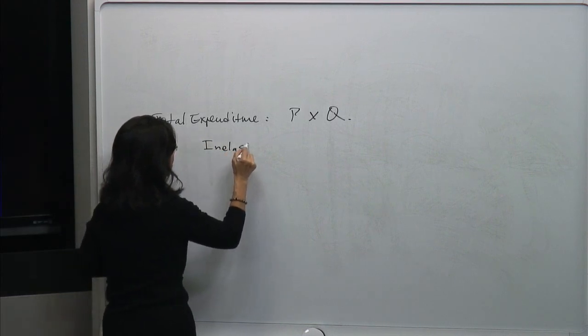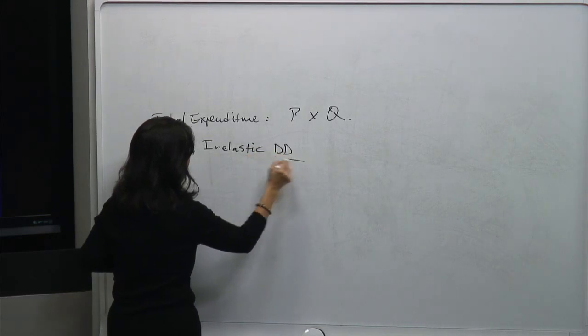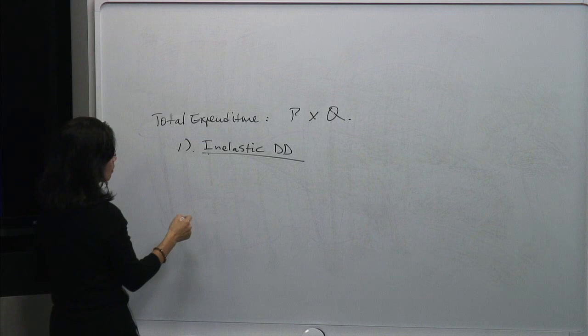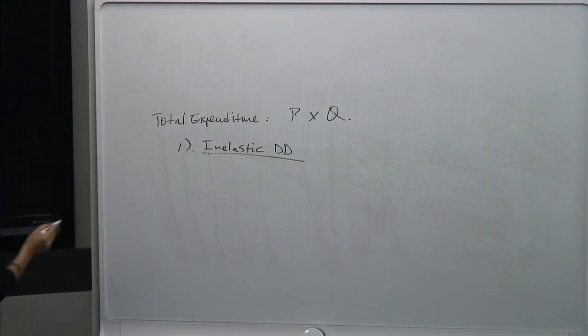inelastic demand. Okay, that's case 1. Then case 2, we'll look at elastic demand. But first, look at the inelastic demand case. So we have an example up here for movie tickets. This is the demand for movie tickets, and the units are in hundreds of units.